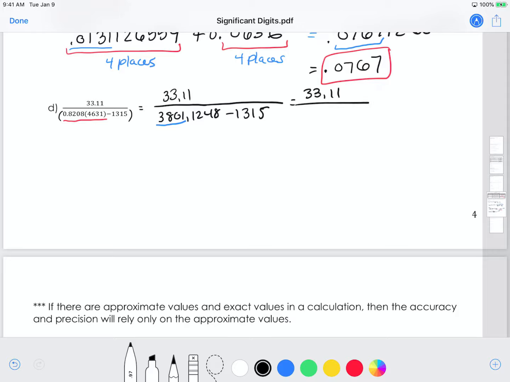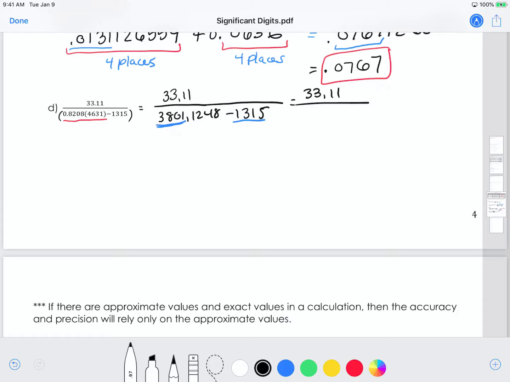So I would take that whole number, 3801.1248, and subtract 1315. With subtraction, we're focused on the precision, which means we're looking at the least number of decimal places. Since I rounded this in the back of my mind to 0 places because I just want to keep the number 3801, and this has no decimal places, then when I write my answer down here, I want to keep in mind I don't want any decimal places in the denominator of my fraction.